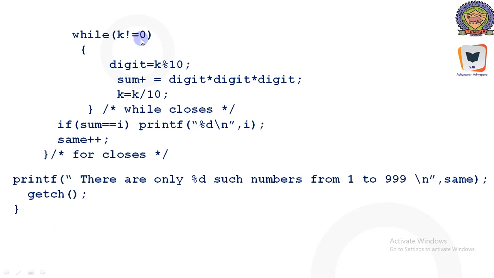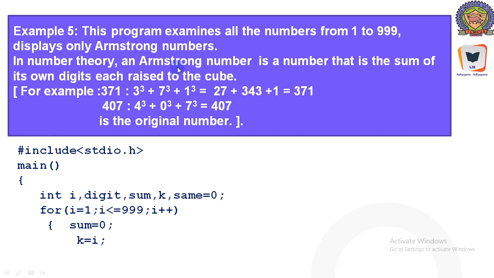Now in the first cycle, while k not equal to 0, digit equal to k mod 10. Okay, k is i, once again 2, 3, 4, 5 like this up to 999. k will be cyclically filled with numbers from 1 to 999.